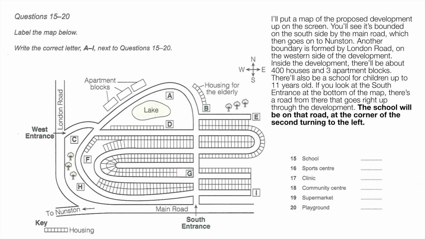Okay, so I'll put a map of the proposed development up on the screen. You'll see it's bounded on the south side by the main road, which then goes on to Nunston. Another boundary is formed by London Road on the western side of the development. Inside the development, there will be about 400 houses and 3 apartment blocks, and there will also be a school for children up to 11 years old.